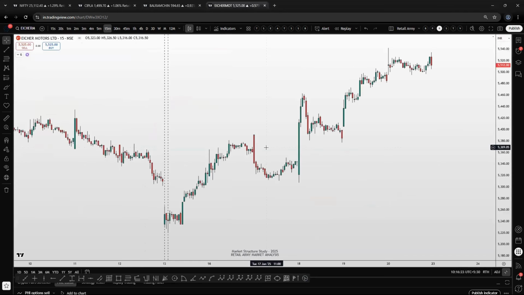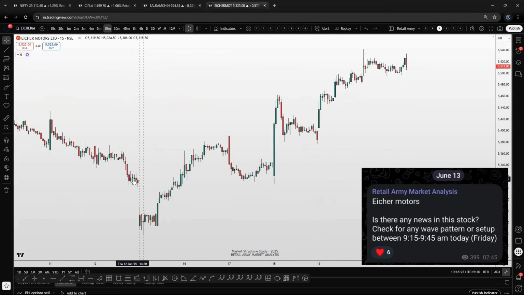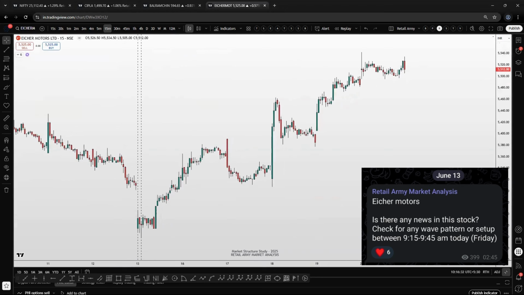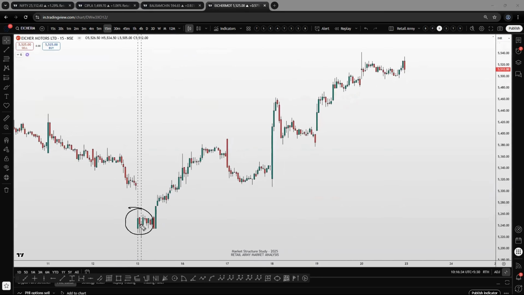And we had Eicher Motor. Eicher Motor was, I think, the star. This was shared a bit earlier on Friday of the previous week, Friday afternoon, evening, whatever. And then we had the first 9:15 to 9:45. And then in a week, we had a blasting move in Eicher Motor, right?